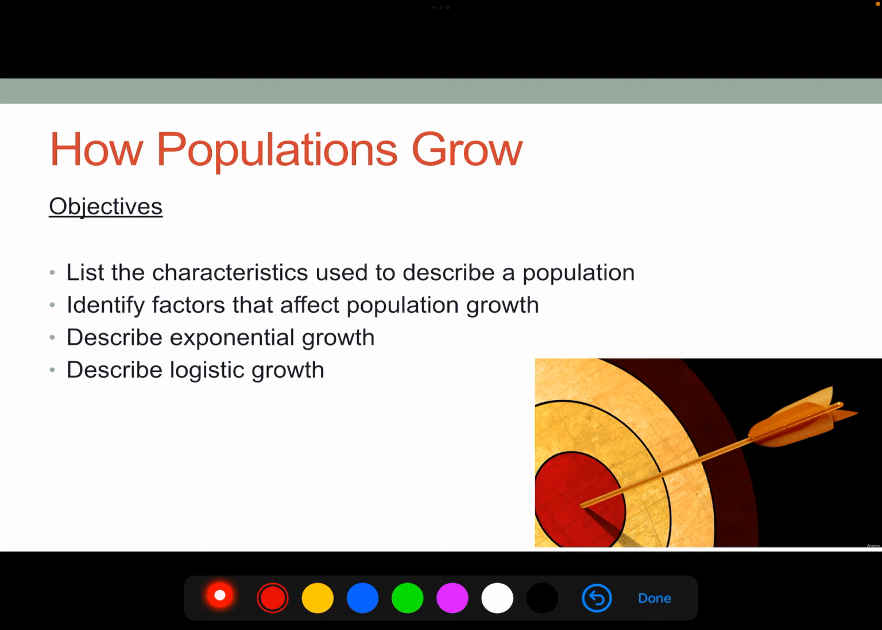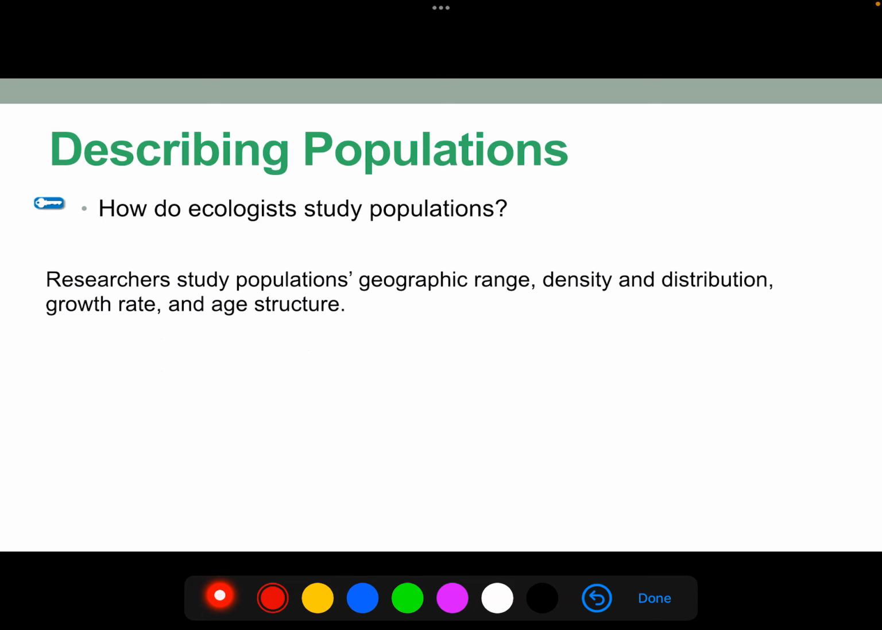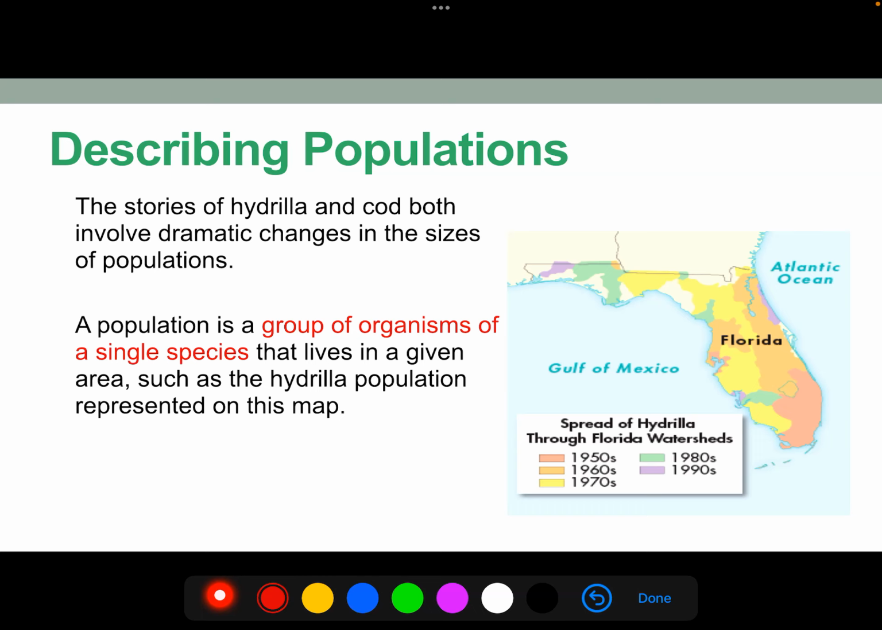So let's go ahead and get to the notes now in lecture 1 of this. Here are your objectives. Ecologists study populations by doing a couple of different things. They study geographic range, density and distribution, growth rate, and age structure. And the story of hydrilla is an example of this. It's an invasive plant.